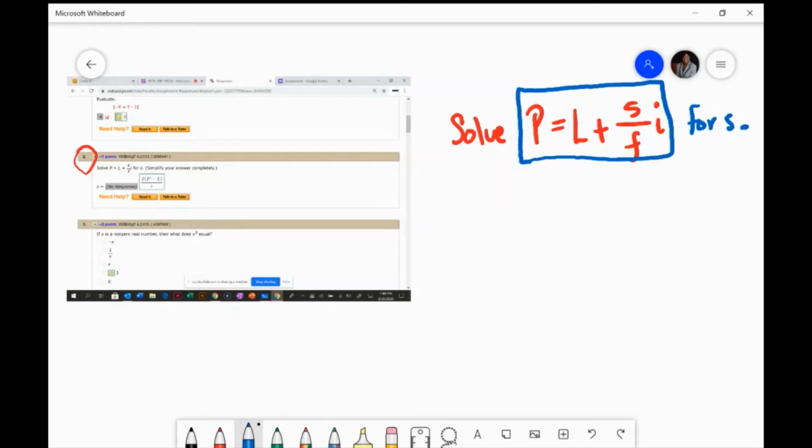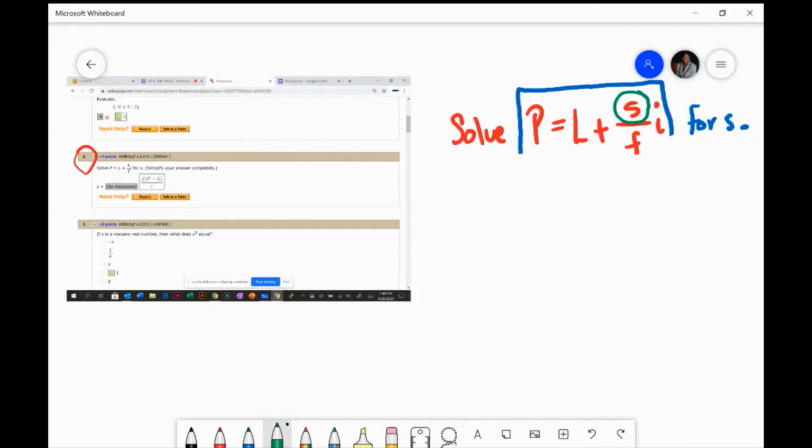What letter is by itself right now? P. P is the only thing on one side by itself, but we don't want P by itself. We want S by itself. So we need to start somewhere now. We have S here. We want to move everything else to the other side where P is, and we want to leave S on the right side.